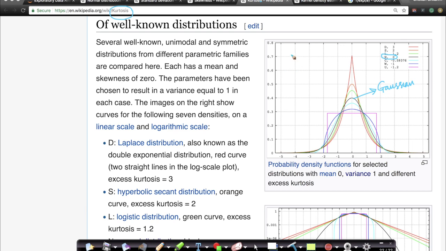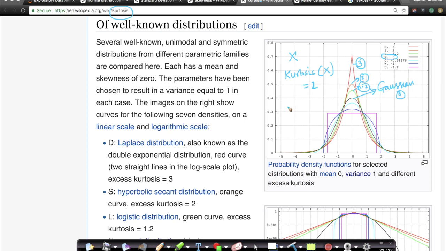If you're given a random variable x, and you told me that the kurtosis of x is, let's say, 2, I know that this distribution has a more peaked behavior. This sharp one has a kurtosis of 3, this has a kurtosis of 2, this has a kurtosis of 1.2, and Gaussian has a kurtosis of 0. So if there is a random variable x with a kurtosis of 2, I know it's going to be more peaked than your standard Gaussian distribution.